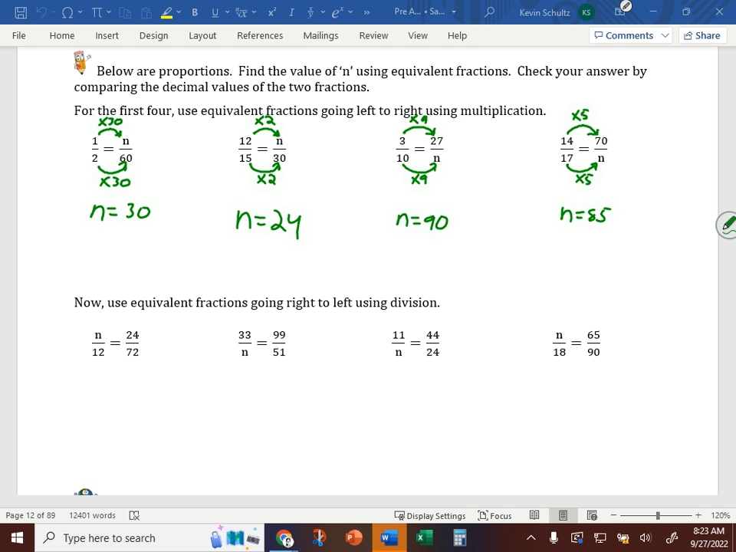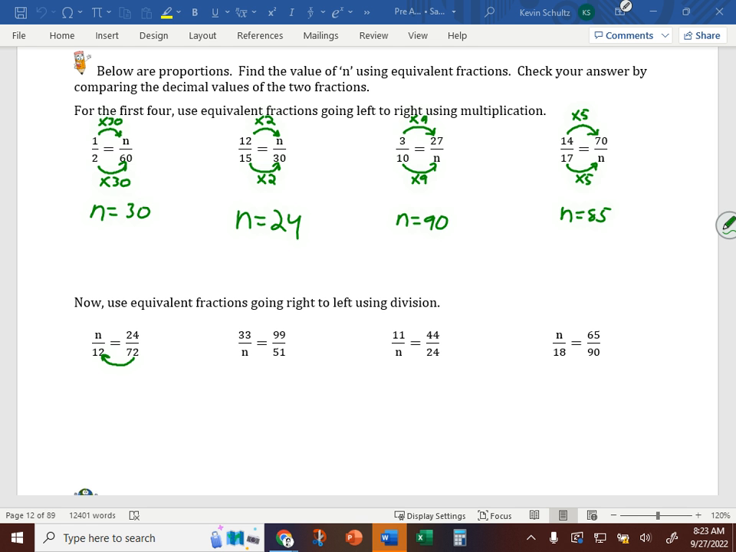Okay? The next set says now use equivalent fractions going right to left using division. So since your variable is in the first fraction now, rather than the second one like it was in the first set of four, we can use division also. What's the scale factor to get from 72 to 12? How do we get down to 12? What do we divide by?